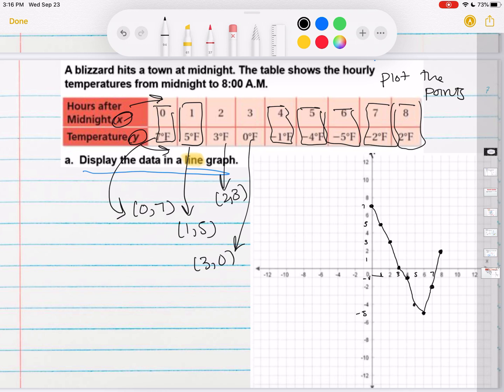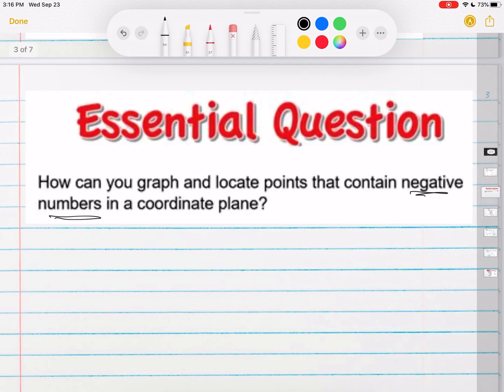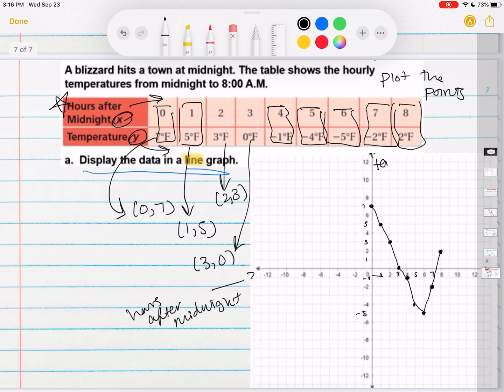And it's also probably good to label my x-axis, right? Those were my hours after midnight. And again, I got that from right here. And my y-axis was, oh no, my temperature in degrees Fahrenheit.